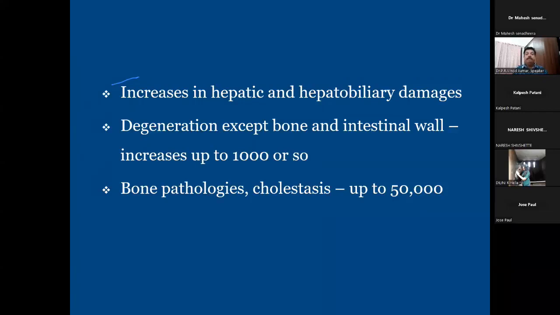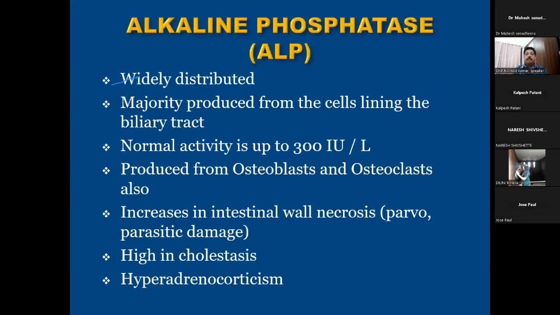If it is showing the degeneration of the hepatic and biliary canaliculi, it can be in 1000 or so. The normal activity is some 300 units per liter.